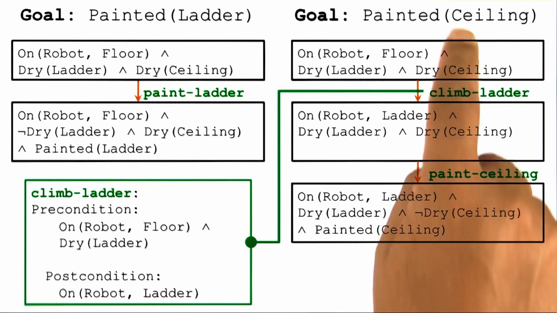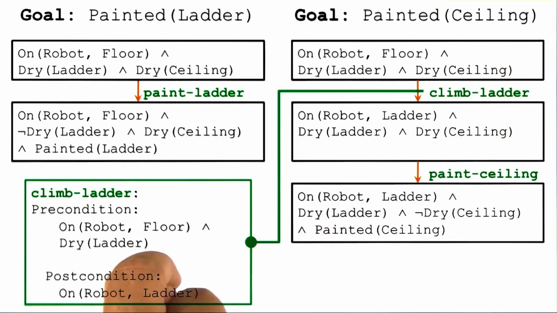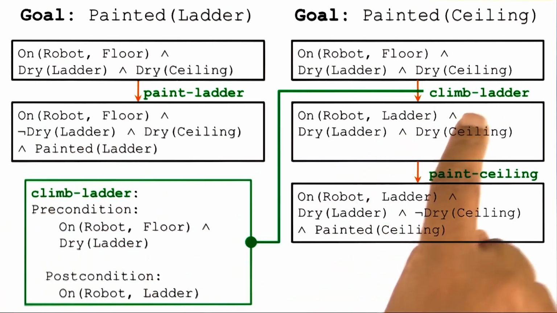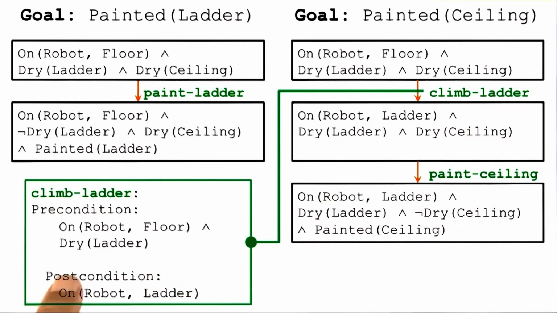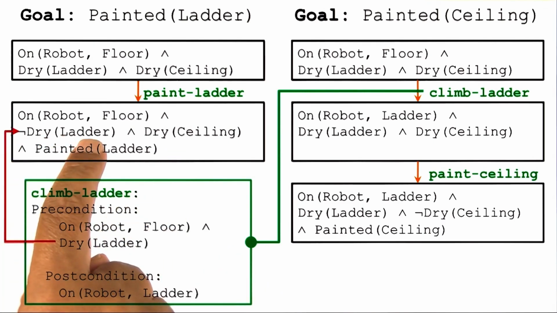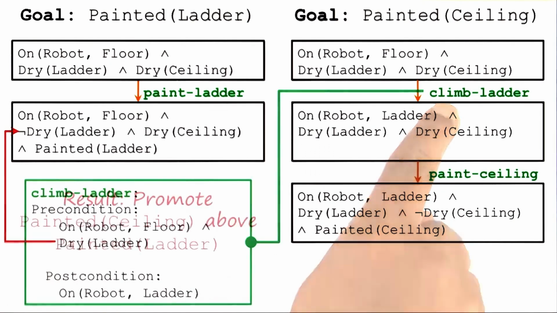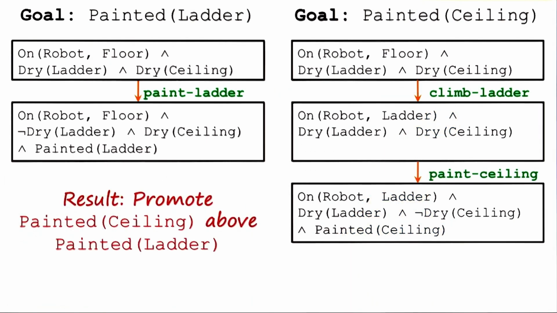Now the partial order planner may look at the operators in the second plan and see whether the preconditions of any of the operators are clobbered by some state in this first plan. So let's look at climb ladder here. The precondition of climb ladder is on robot floor and dry ladder. And as this precondition is compared with the states in the first plan, we can immediately see the conflict. Here is dry ladder and here it is not dry ladder. This way, the partial order planner has been able to find that one of the states here in the first plan clobbers the precondition of one operator in the second plan. To resolve this conflict, the partial order planner may promote these goals over the goal of painting the ladder.